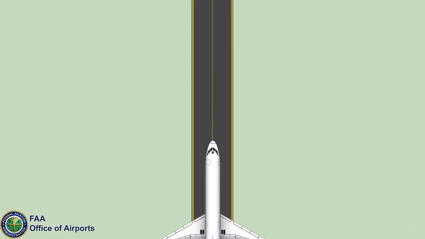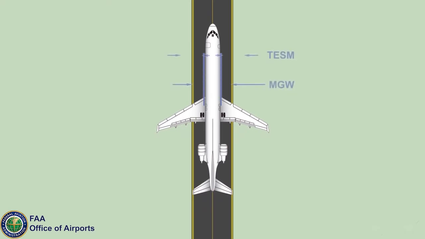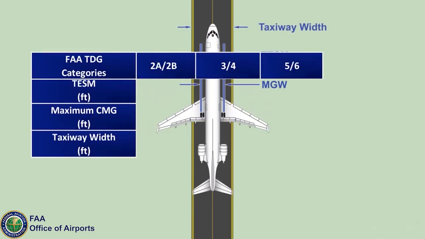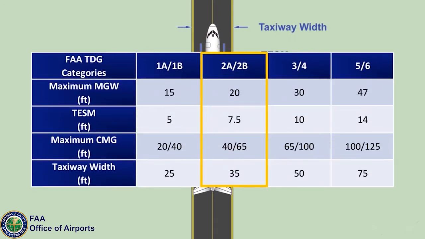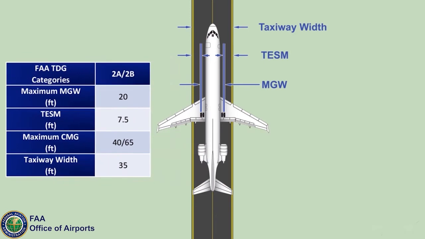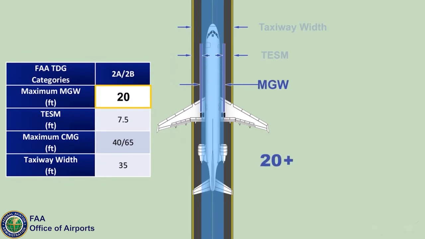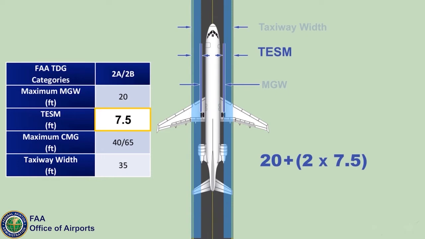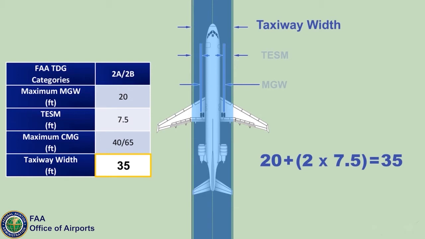Standards for taxiway widths are based on the maximum MGW for each TDG, plus the respective TESM dimension for each group. As an example, the taxiway width for TDG groups 2A and 2B is based on taking the maximum MGW of 20 feet for these 2 aircraft categories and adding twice the TESM of 7.5 feet on each side of the taxiway, resulting in a taxiway width of 35 feet for TDG 2A and 2B.